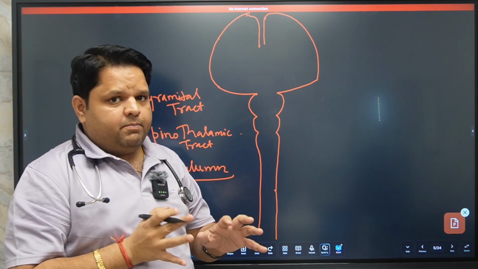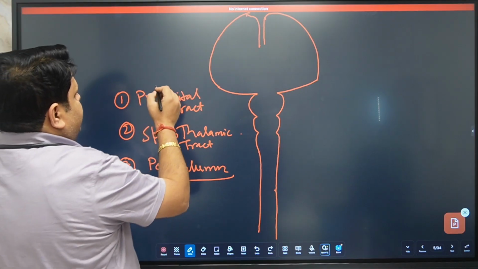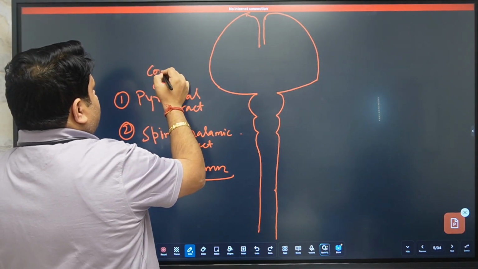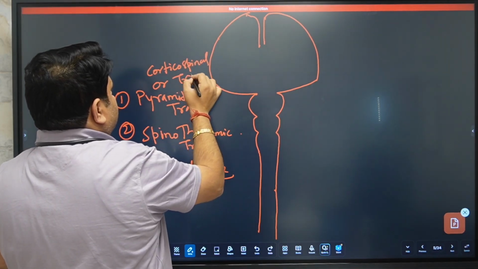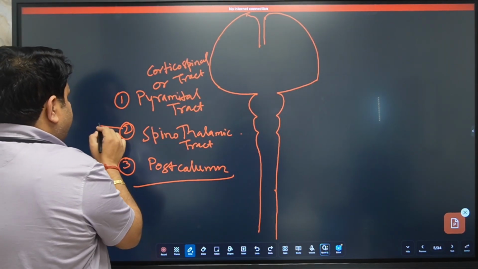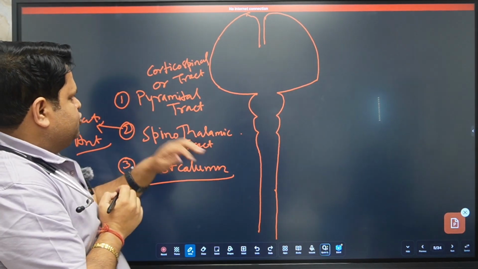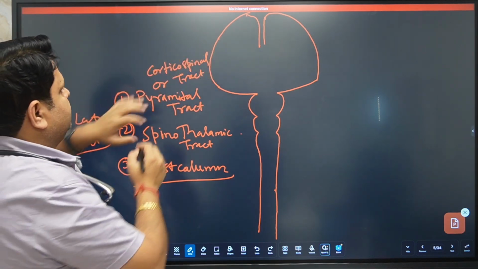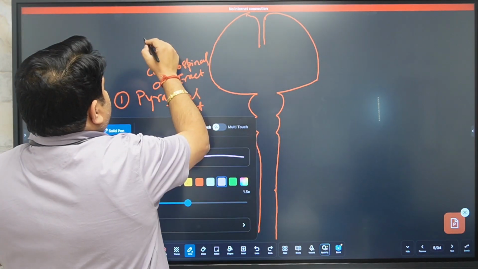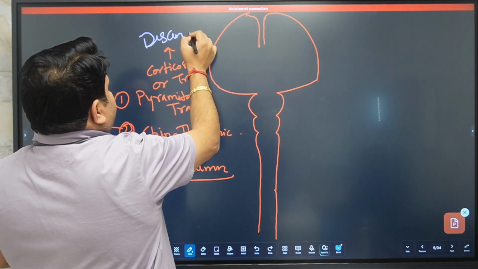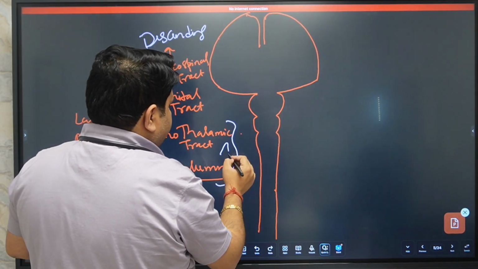So if we discuss the paraparesis or we localize the lesion, those three tracts should be kept in the mind. Pyramidal tract, also called as corticospinal tract. Spinothalamic tract, which have two types, lateral and the anterior, and posterior column. Corticospinal tract are the descending tract, and spinothalamic and the posterior column are the ascending tract.